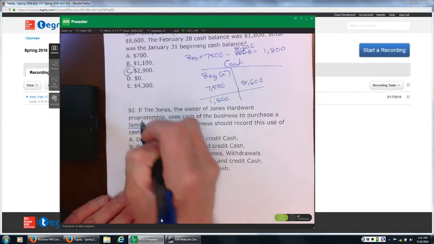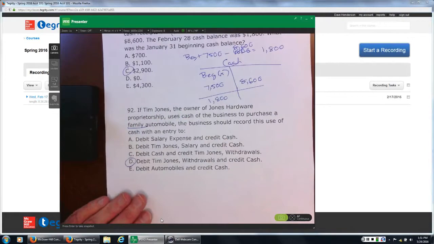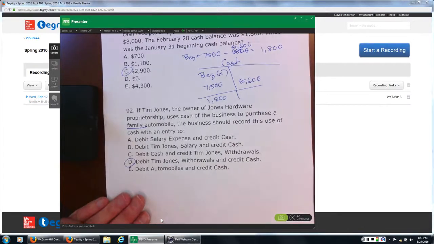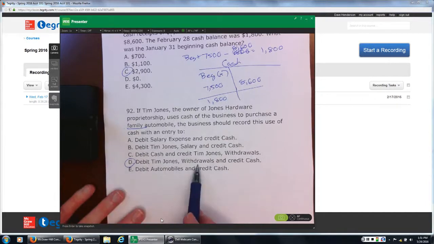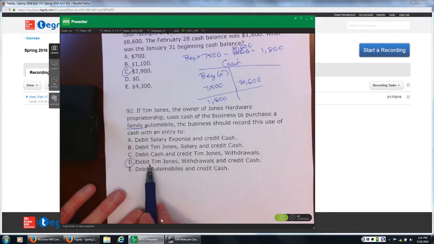the family automobile. He can't do that through the business because of the business entity assumption, that we're going to be keeping track of the owner's personal accounting separate from that of the business. So what Tim Jones has to do is withdraw money from the company. So we would debit withdrawals, and then we credit cash. Crediting cash means cash goes down. Debiting withdrawals means equity goes down. Withdrawals have a negative effect on equity, and that's why our withdrawals are debited.